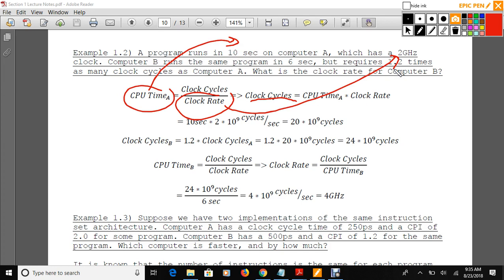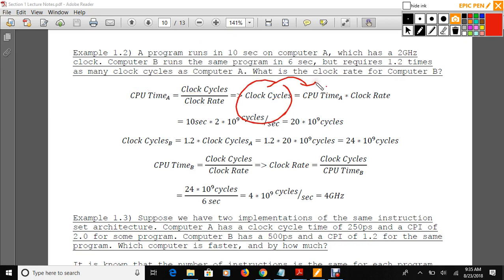So what happens, you have CPU time in seconds, you have clock cycles, which is cycles, and then clock rate is cycles per second. They cancel out, and that's when you get your clock cycles equals time over cycles divided by seconds. So here these cancel out. So you have 10 seconds times 2 billion cycles per second. So we now know that there's 20 billion cycles that is run by this particular computer. Does that make sense so far?